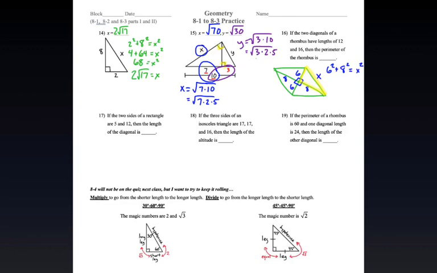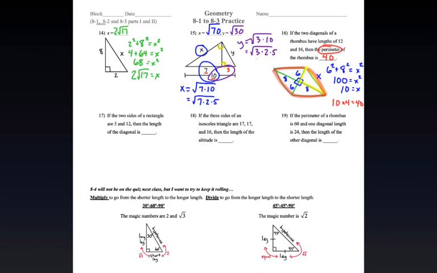6 squared plus 8 squared equals, have you figured out this pattern? 6, 8, and what? You get 10. 6, 8, 10. So the question asks for the perimeter. That's all of these sides added together. We figured out that this side is 10. Because it's a rhombus, all the sides are 10. So 10 plus 10 plus 10 plus 10 is 40.